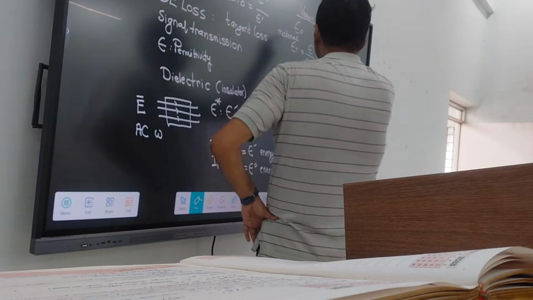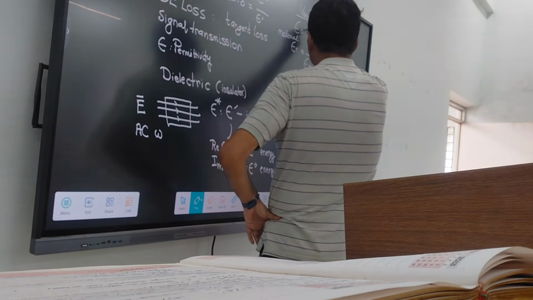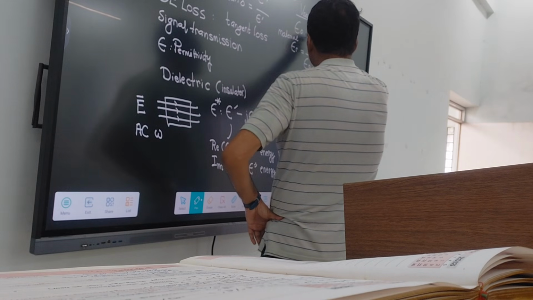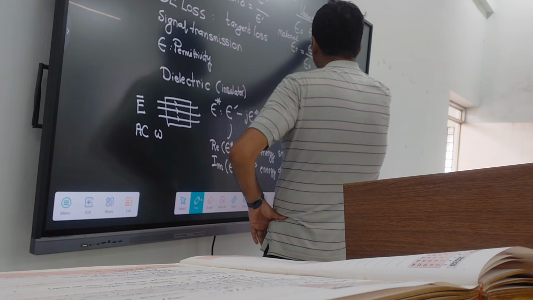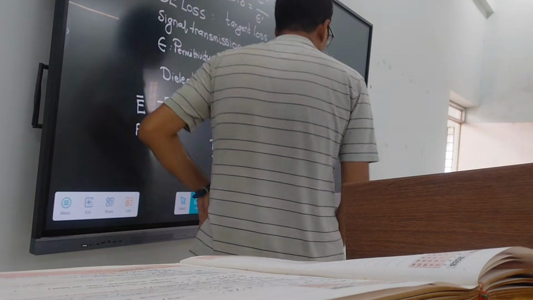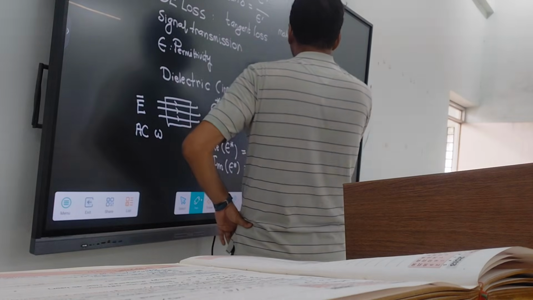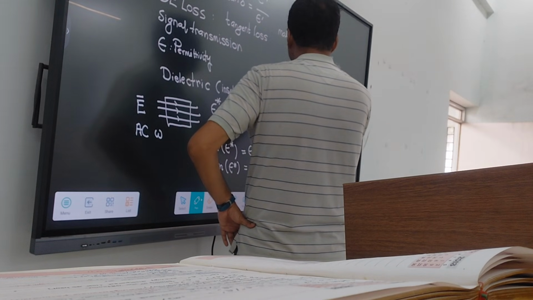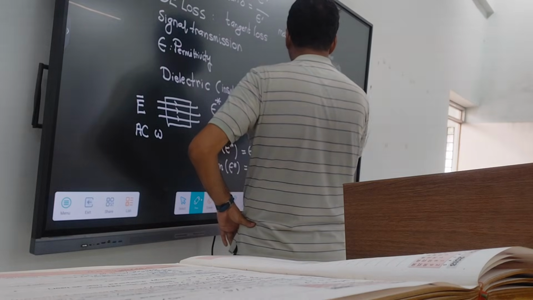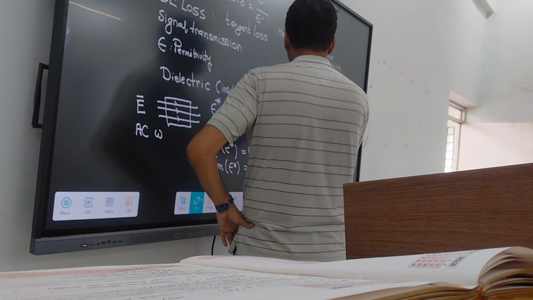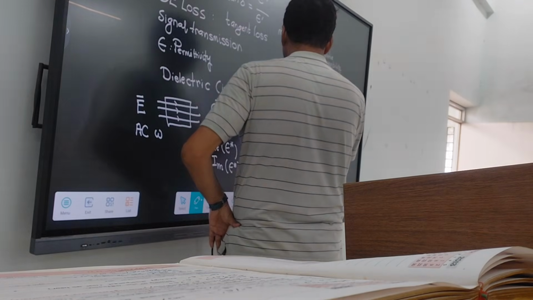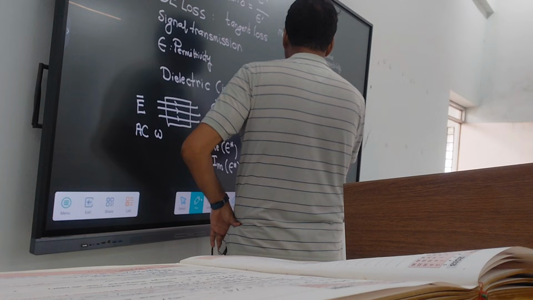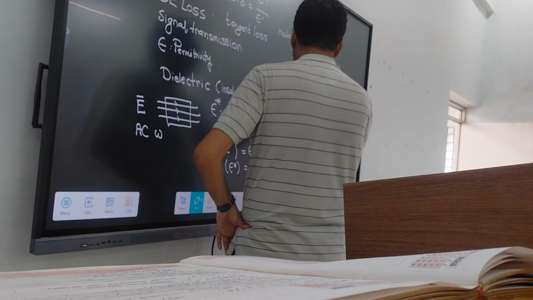In the case of vacuum, what will this epsilon r be? It will be epsilon 0 by epsilon 0, which is equal to 1. In the case of air, the relative permittivity is almost equal to 1. In the case of water, this is about 80.